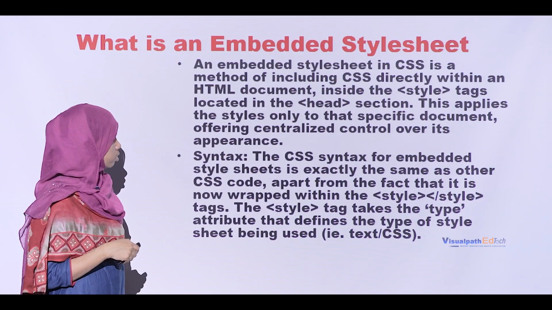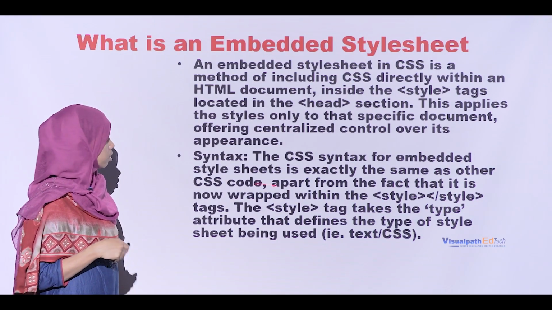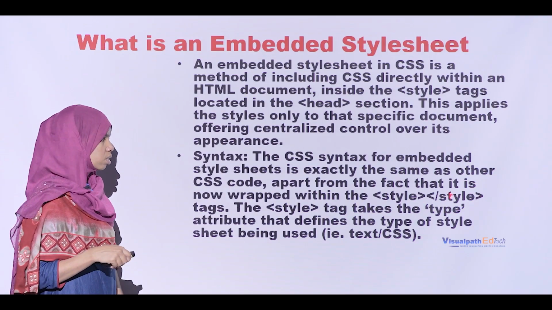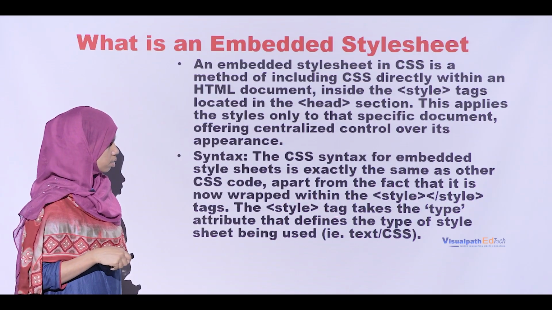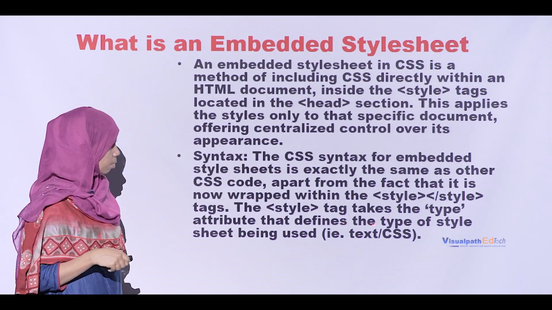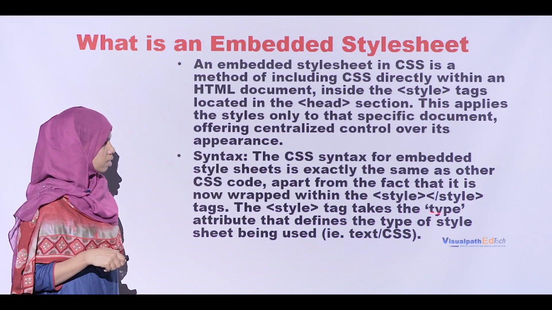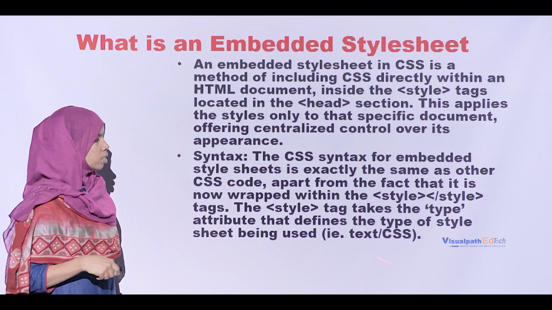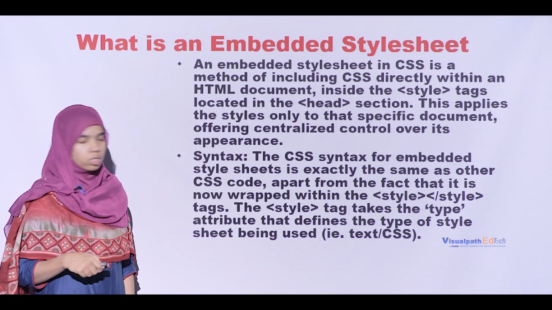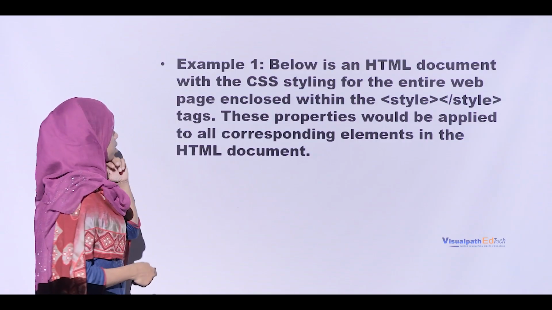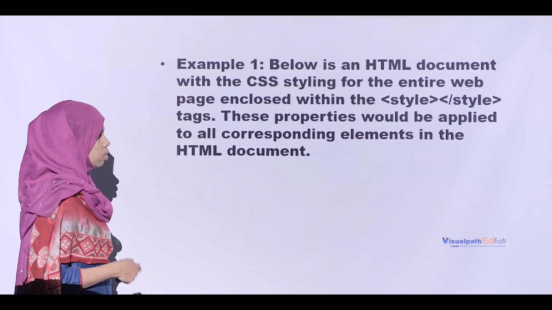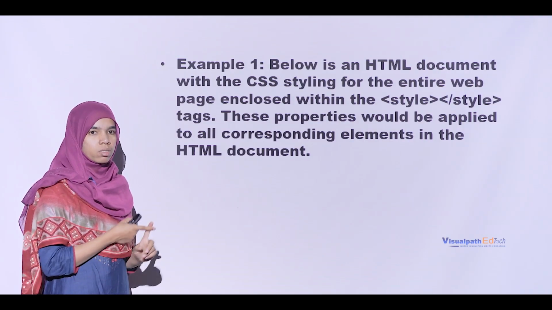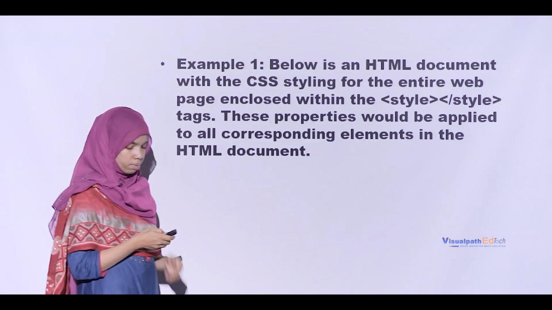Now, what is the syntax? The CSS syntax for embedded style sheets is exactly the same as other CSS code, apart from the fact that it will be wrapped within the style tag. The style tag takes a type attribute that defines the type of the style we are going to apply, and there we include the type as text/CSS. Here you will see the execution of it. During the execution, you will get to know the difference between the external, internal and embedded CSS.